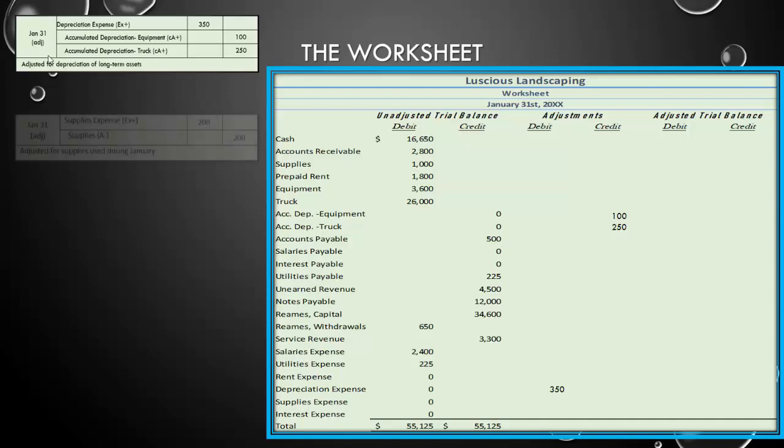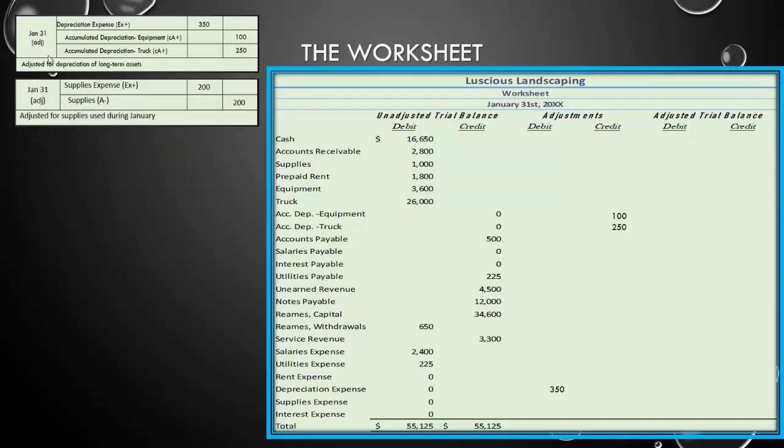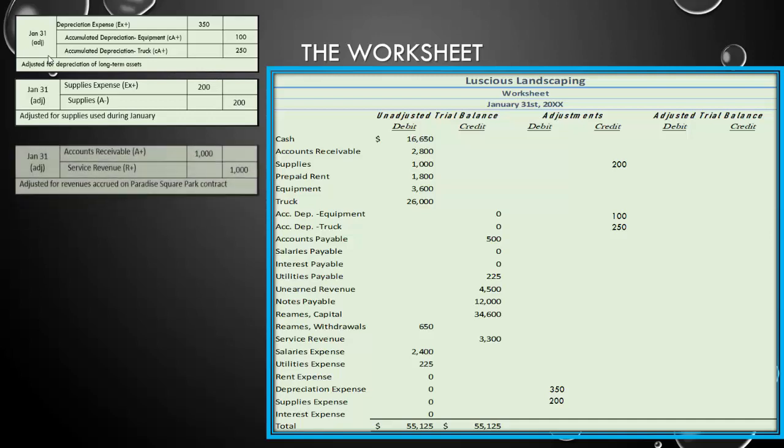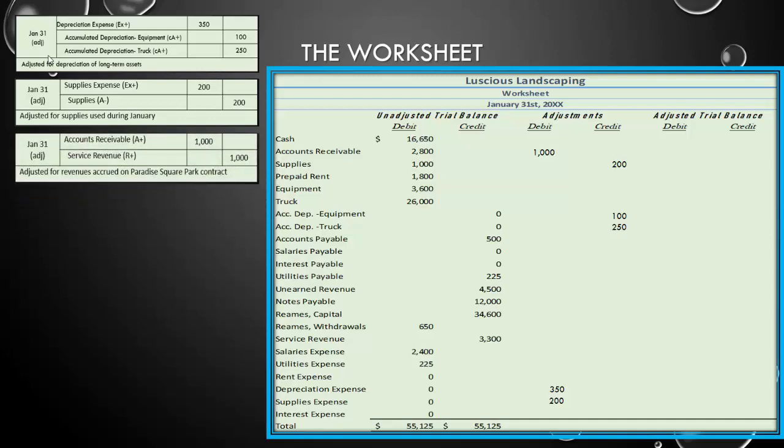In our next adjustment, we debited supplies expense for $200. Let's continue doing that. Bring it right into the adjustments section of our worksheet. We'll also bring in the $200 credit that we had to supplies in that same section. And the next entry, we had a $1,000 debit to accounts receivable, which is going to get moved to the worksheet, and a $1,000 credit to service revenue.